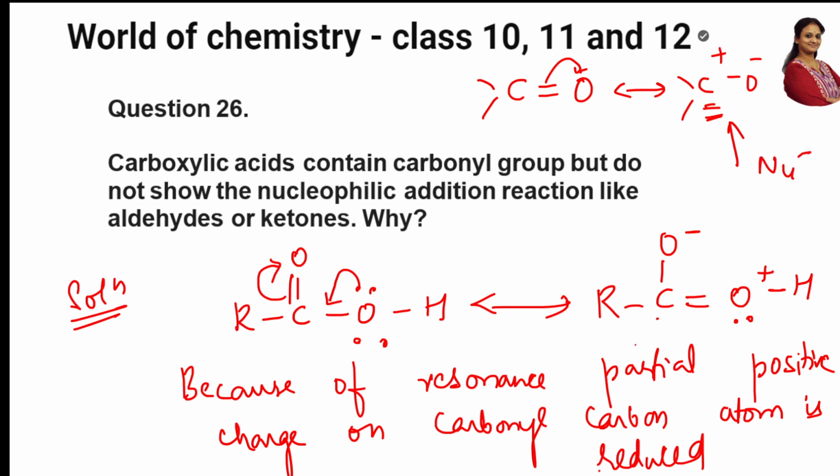You'll write like this: because of resonance, the partial positive charge on the carbonyl carbon atom is reduced and it is less electrophilic. Because of this less electrophilic nature, NAR are not shown. Okay, NAR are not shown.